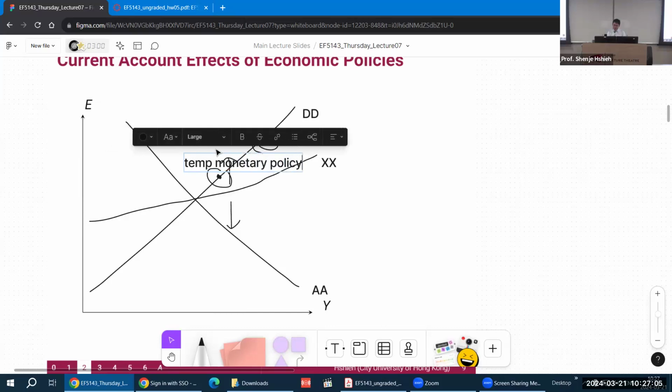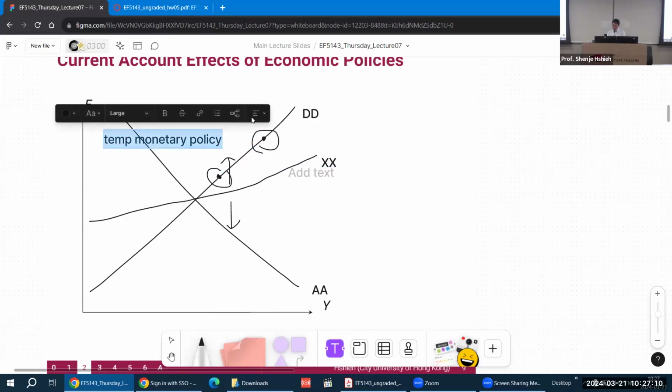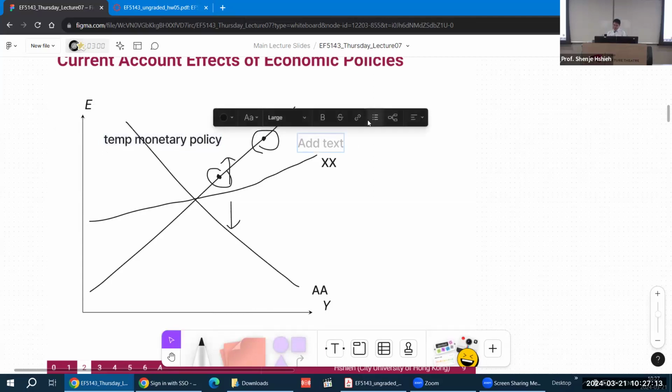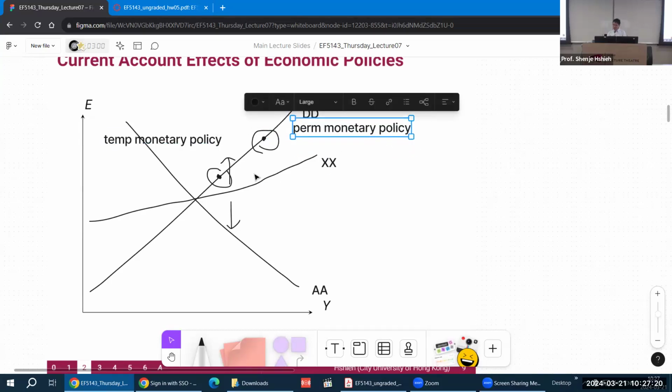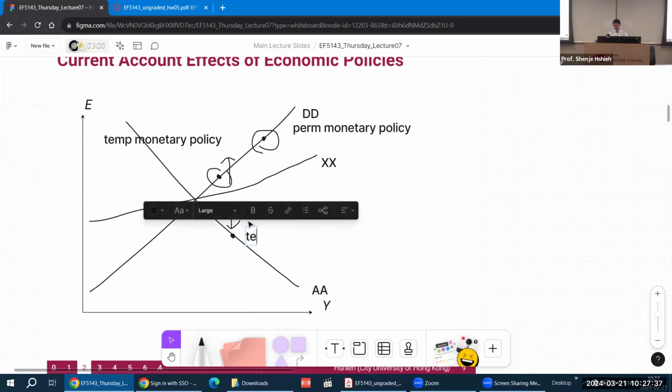Monetary policy. This is shifting the AA schedule, right? Or a permanent one, which has an amplified effect, right? We can achieve that output effect. But of course, if the current account target doesn't move, we would be exceeding the target in this case, right? Or you can consider things like temporary fiscal policy, right?